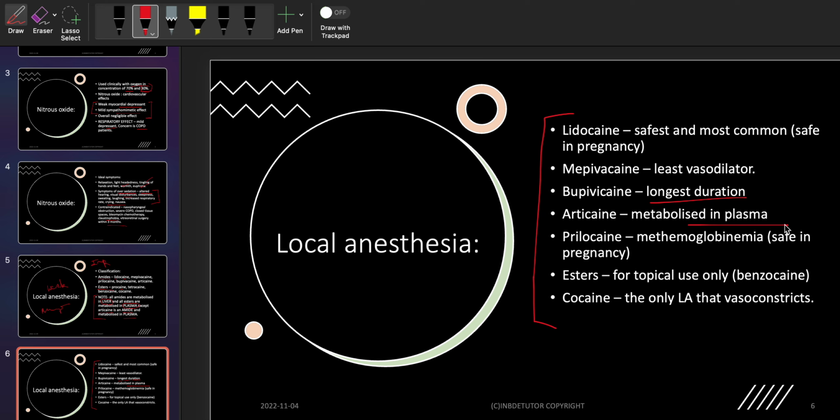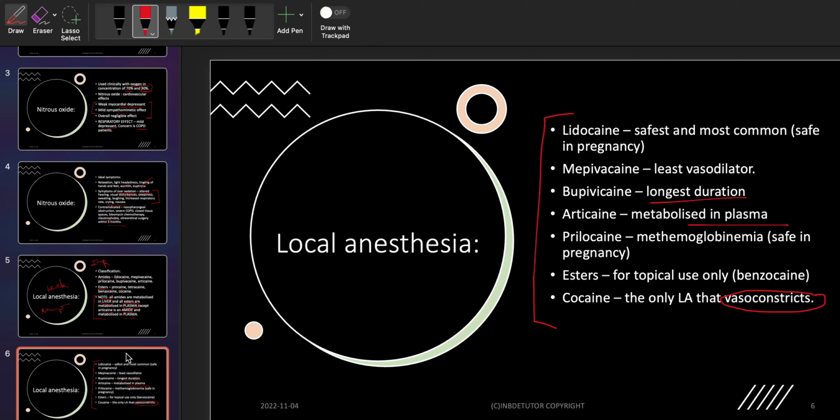Now let's go ahead and talk about esters. Esters are used basically for topical use only, and the most common one is benzocaine. Cocaine is the only LA that vasoconstricts. Since it causes vasoconstriction, and epinephrine also causes vasoconstriction, you cannot give cocaine and epinephrine together. If a patient comes to you and is already high on cocaine, you cannot give that patient epinephrine, because they both vasoconstrict, so the effect will be very high and there are good chances of heart attack, especially in the first 24 hours. So this is basically a drug-drug interaction. Remember this point, guys.